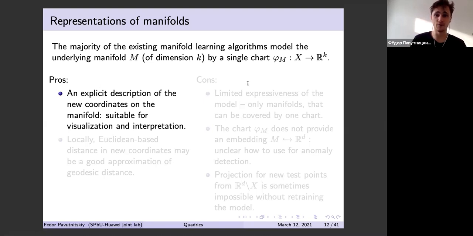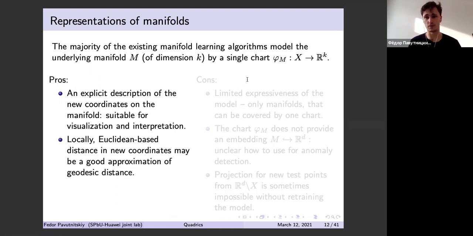First, the pros. Of course, if you have a chart, it means you have new coordinates. So you have an explicit description of new coordinates for our data set. For every point, you can find new coordinates that express this point on the manifold in the chart. So it's quite suitable for visualization and interpretation. And again, if we know that locally our manifold looks like Euclidean space in some small neighborhood of each point, actually Euclidean distance can be a good approximation of geodesic distance. Of course, it may not be true without the word locally, but nevertheless, in some neighborhoods it's possible.